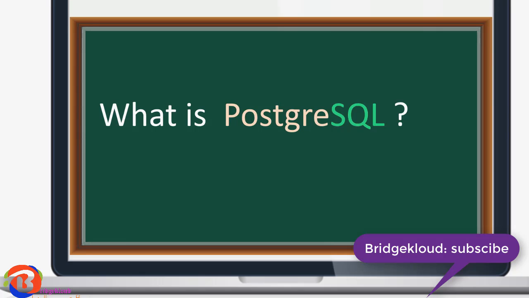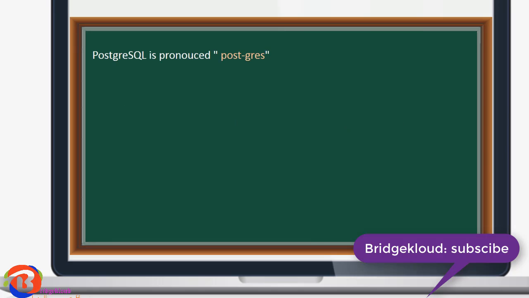What is PostgreSQL? PostgreSQL is also pronounced as Postgres. So if you hear people saying Postgres, they mean PostgreSQL. This basically is a relational database management system, just like Oracle or Microsoft SQL Server, or things like MySQL. So it has basically the same features and functionalities of a relational database management system.